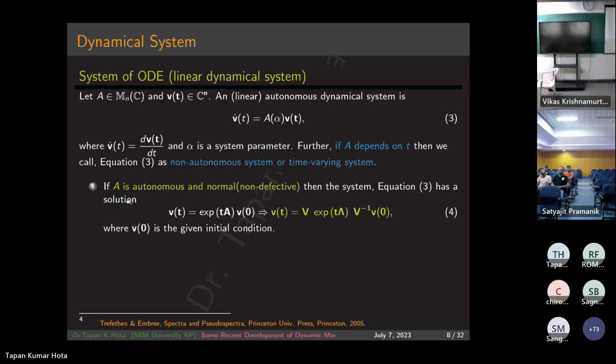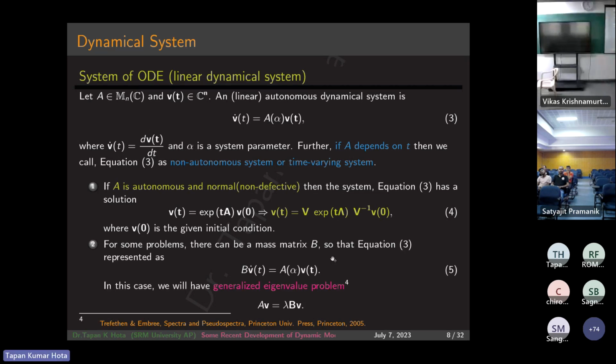Now, how is it related? If A is an autonomous, normal, that is non-defective system, that means eigenmode decomposition is possible. Then the dynamical system equation 3, V dot equals AV, has a solution of the form V equals V exponential of t lambda V inverse V naught, where V naught is the initial state. From here you can find its energy or do the stability analysis, whatever you like. You find the critical alpha for which the norm starts increasing. If the norm grows for that particular alpha, then the system goes unstable.